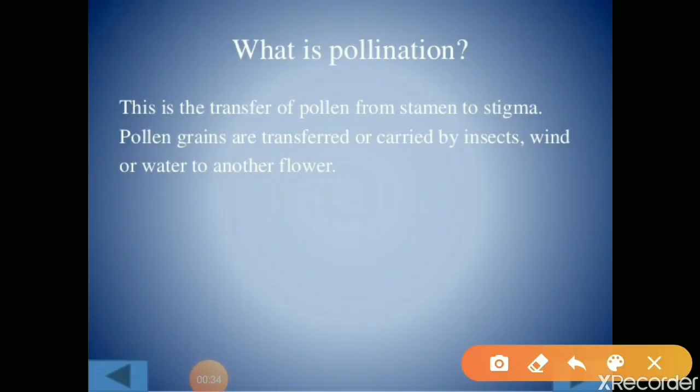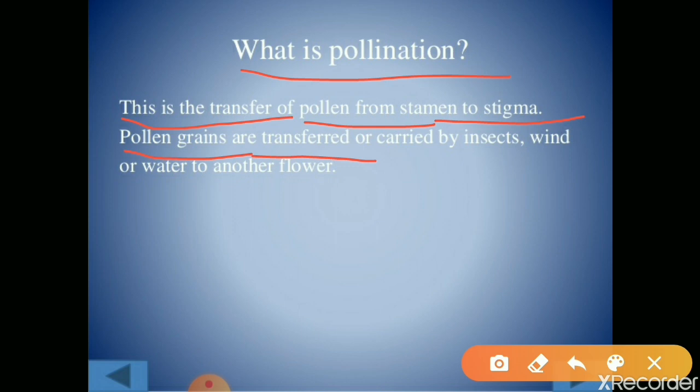First, we can learn about pollination, or what is pollination. This is the transfer of pollen from stamen to stigma. Actually, pollination is the process of transferring pollen grain from stamen to stigma. Pollen grains are transferred or carried by insects, wind, or water to another flower. So insects, wind, water, all these are the various agents which help in pollination.